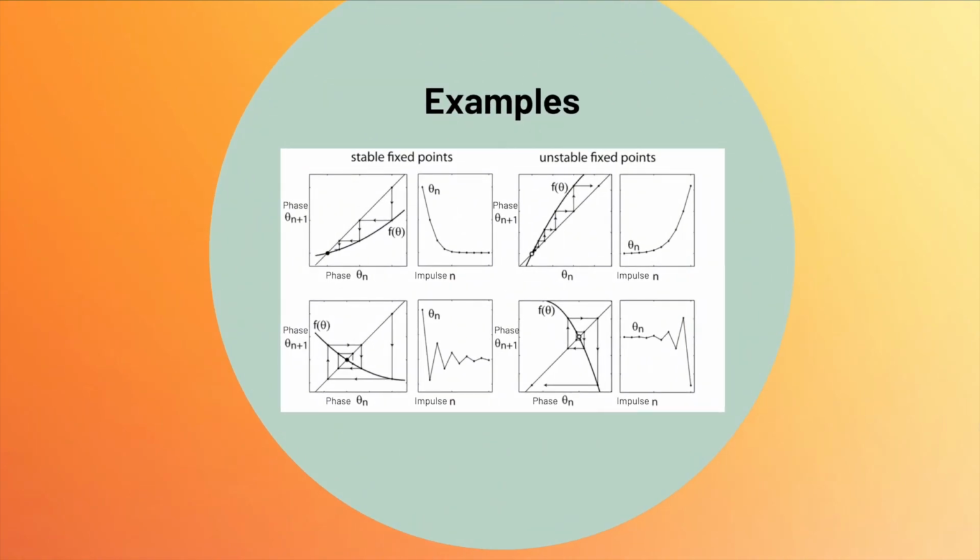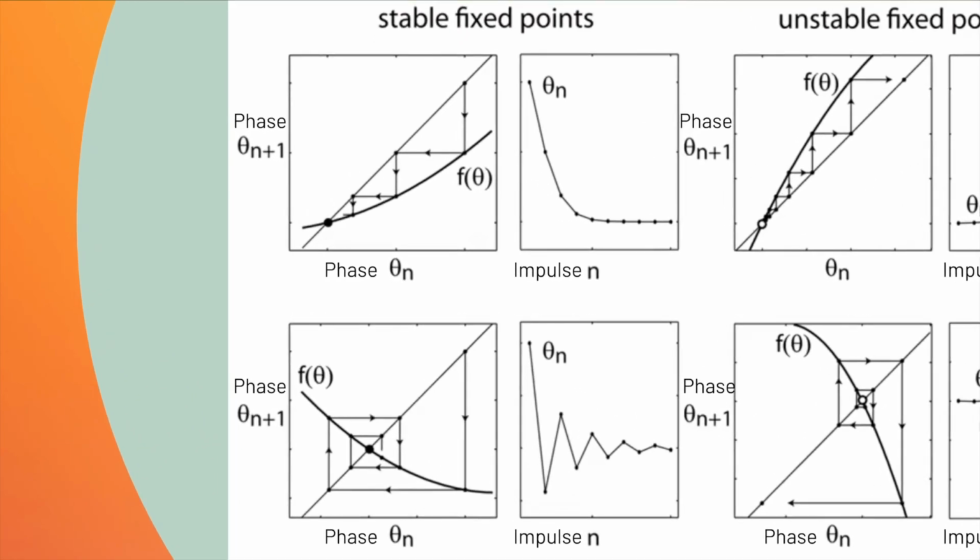Let's look at some examples. Here on the left there are two examples of stable fixed points and thus synchronizing systems, and on the right there are two examples of unstable fixed points and thus not synchronizing systems. For each of the four cases, the left subplot shows the Poincaré phase map and the right plot shows the progression of the phase per impulse. In the case of the two stable fixed point examples, it's immediately visible that the phases tend to a stable value in the right subplots.